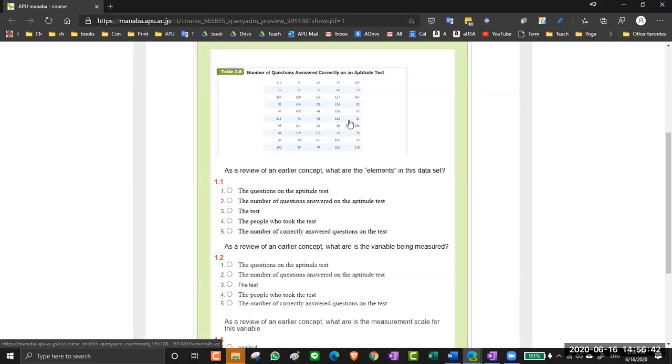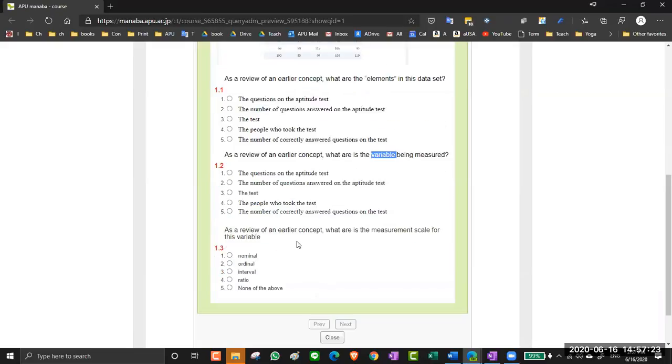And what are we measuring in this particular case, though? This particular data set, what are we measuring? So we already answered it, but what are we measuring? The number of correct answers, right? That's just one thing we could measure. We could measure many things about them, but that's what we're doing here. So the elements are the people, and what we're measuring is how many correct answers they got. So that's the variable that's being measured. So that one is which one? This one here, number 5.